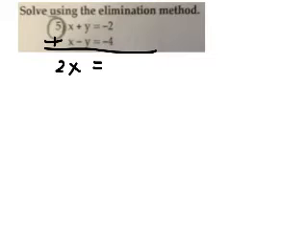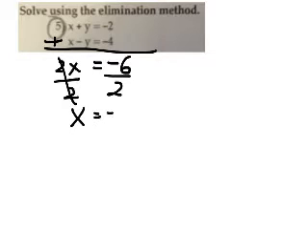Okay, x plus x is 2x. So I'm adding all these together. Positive y plus a negative y, they're opposites, so it's 0. And negative 2 plus a negative 4 is a negative 6. Alright, so we have 2x equals negative 6. Divide by 2. Notice we just have one variable now. X equals negative 3.